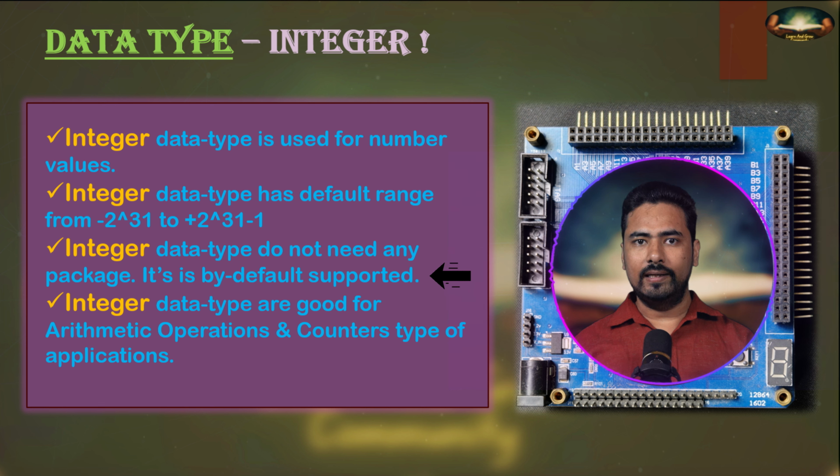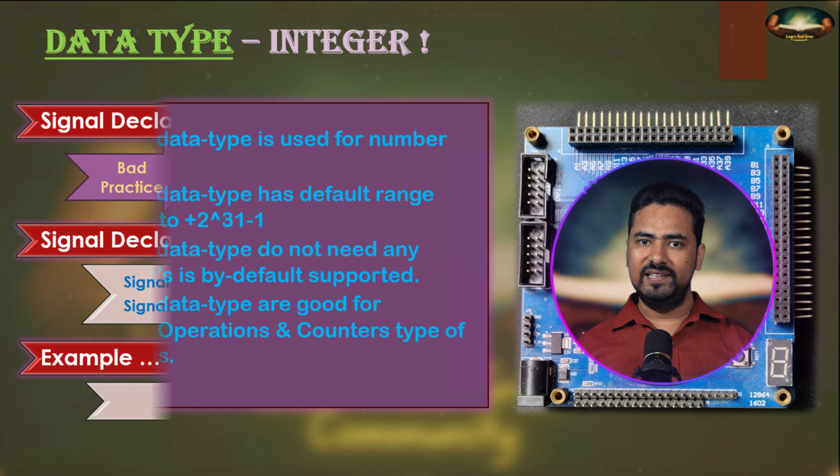Unlike some other data types which require specific packages to be included in your VHDL code, integers are by default available within the VHDL programming itself. So you can use them straight in your VHDL codes without worrying about any package declaration. Integers are quite useful in applications such as counters and array indexing, etc. And that makes integers a popular choice for various VHDL designs.